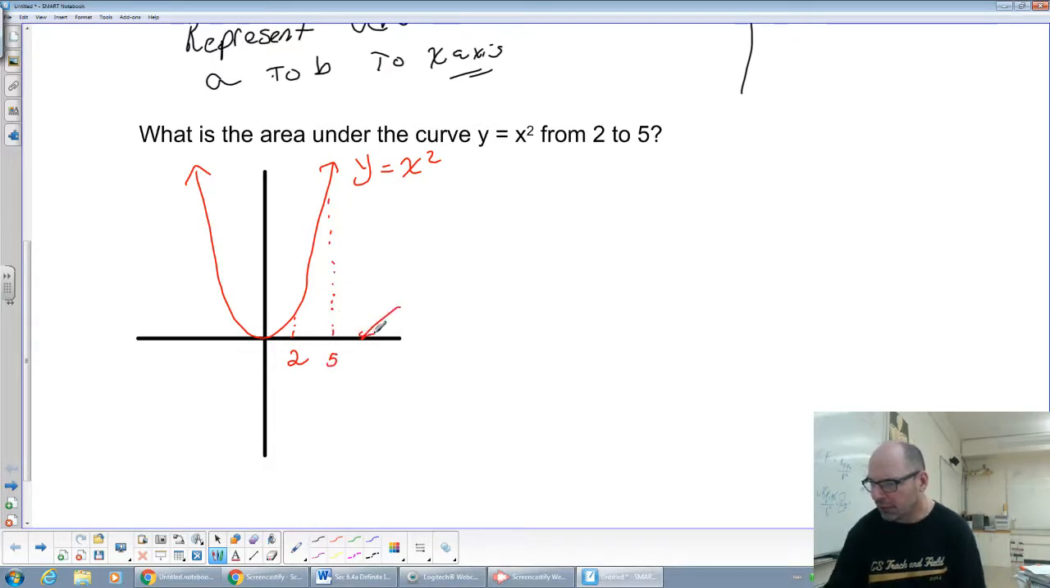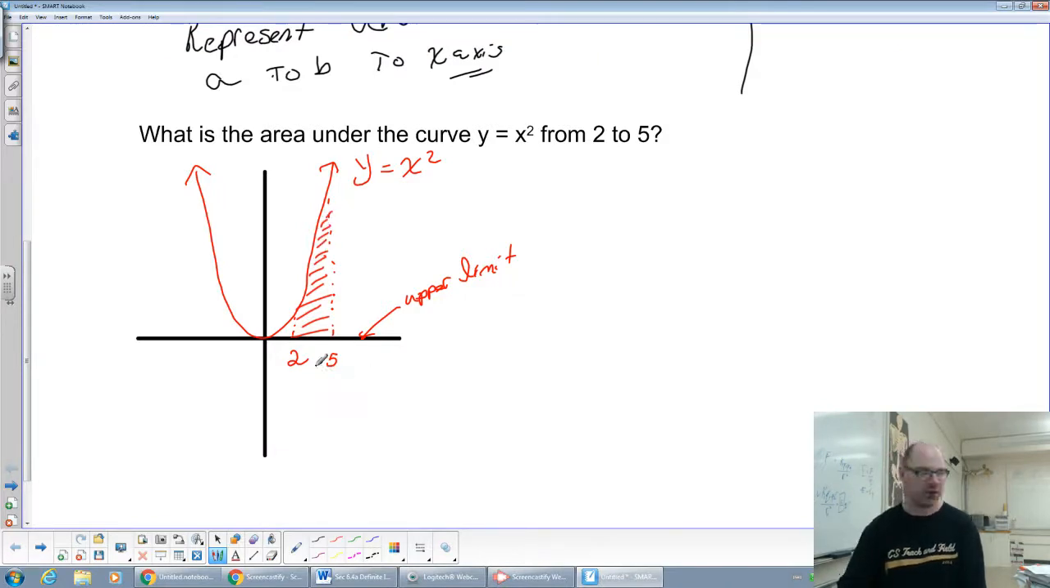So this is our upper limit, because it's farthest to the right. So we're going to subtract the bigger area. So this goes from 0 to 5 when we do the integral, and this one goes from 0 to 2. So we're going to take 0 to 5 and subtract 0 to 2 to get the area in between the two. So that's why the upper limit starts way out to the right. Okay, so we go like this. We need the definite integral from 5 to 2 of x squared dx.